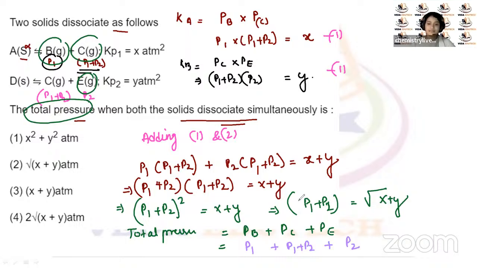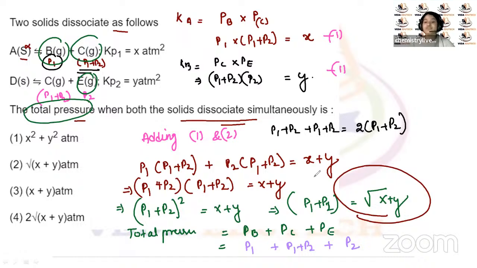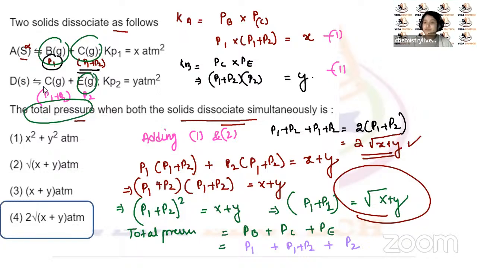Now if I see this, I'm getting P1 plus P2 plus P1 plus P2. I'm getting 2 into P1 plus P2. And what is the value of P1 plus P2 I got? I got it as root over of x plus y. So this is going to be 2 into root over of x plus y. So that is your correct answer, and it is in option number 4.